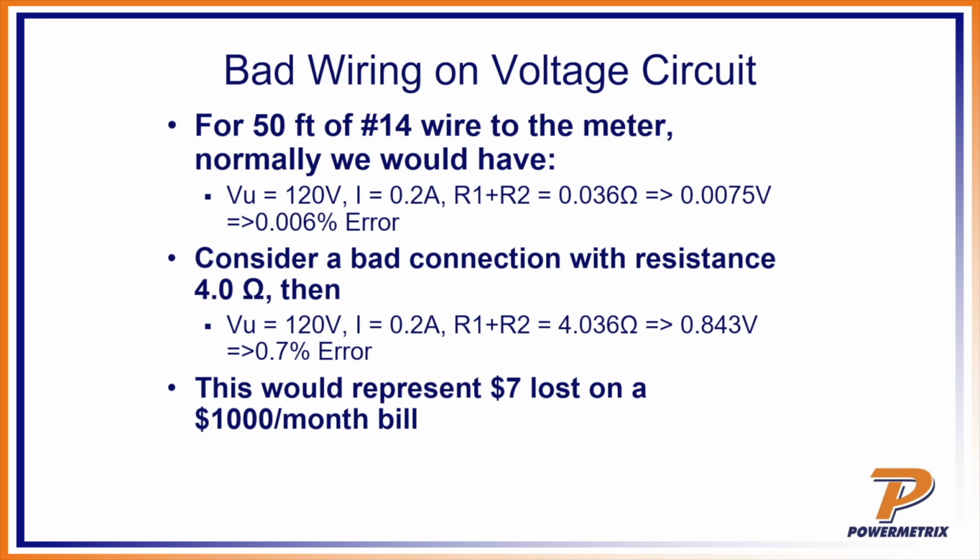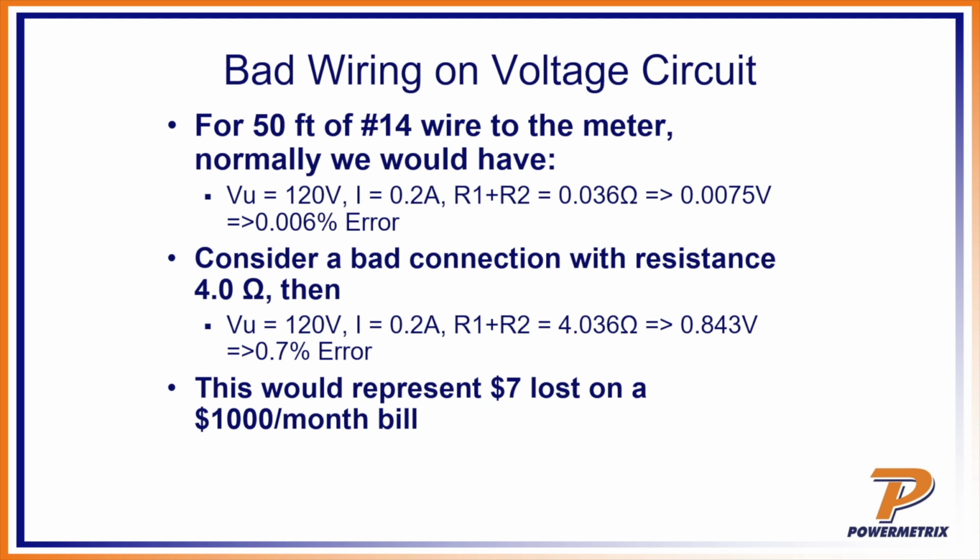resistance of R1 and R2. That means resistance for my wiring to the site and back, of 0.036 ohms. So that leads to 0.0075 volts, which is a 0.006% error.